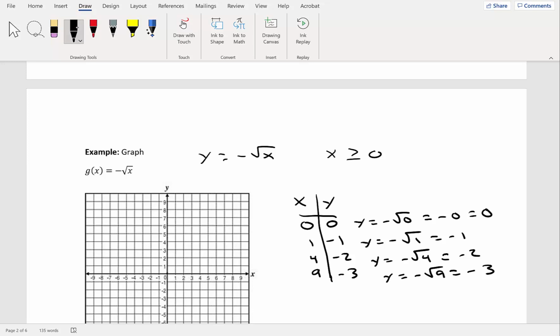So now let's go ahead and plot these points. I have 0, 0. I have 1, negative 1. I have 4, negative 2. Then I have 9, negative 3. So let's go ahead and graph it. And I get my graph. Now be careful, my graph isn't going to go past x equal to 0, because all these values for x are not in the domain. It'll give you an imaginary result. It'll give you not a real number.